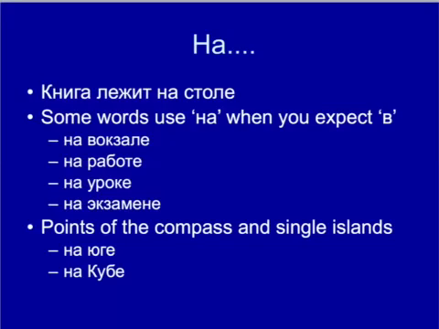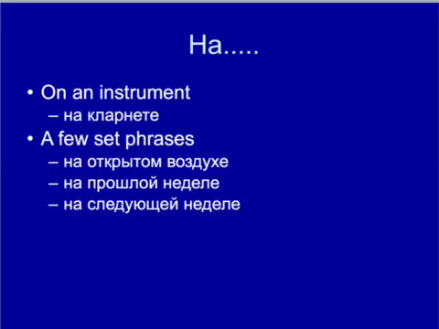Don't forget that sometimes you'd expect to use v, but in Russian you use na. For example, you say at the railway station rather than in the railway station, at work, at a lesson, not in a lesson, and at an exam. We also use it for points of a compass. We also met this back in year 8 when we were playing on an instrument. If you think back, you always had to say na with -e at the end.